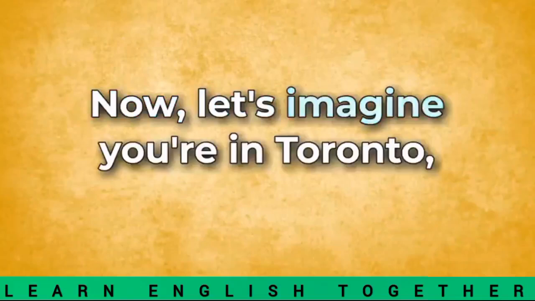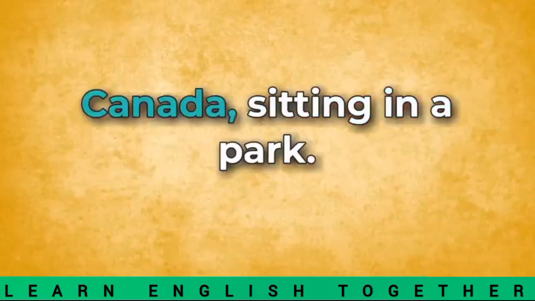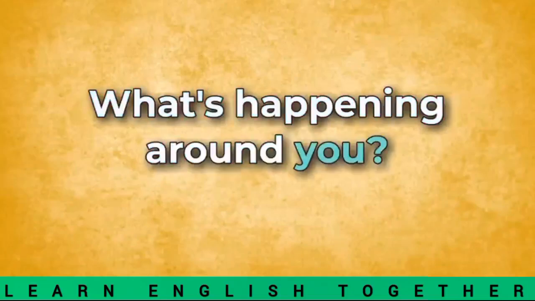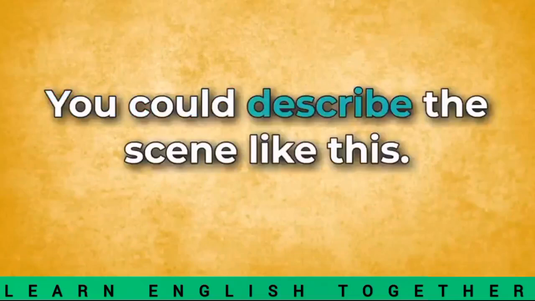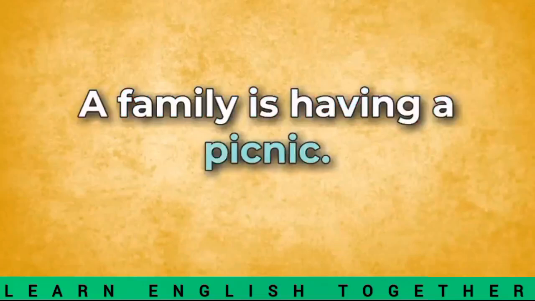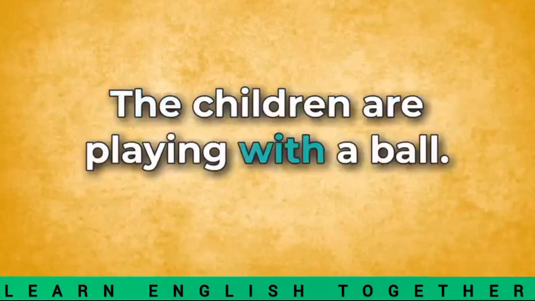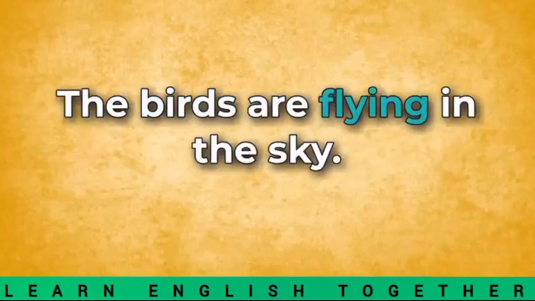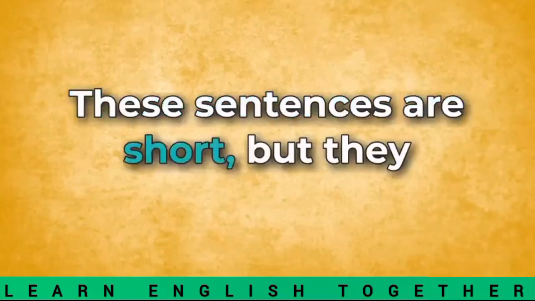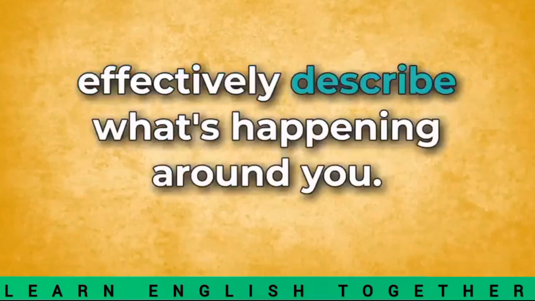Now let's imagine you're in Toronto, Canada, sitting in a park. What's happening around you? You could describe the scene like this: a family is having a picnic. The children are playing with a ball. The birds are flying in the sky. These sentences are short, but they effectively describe what's happening around you.